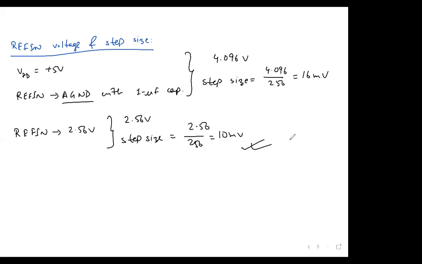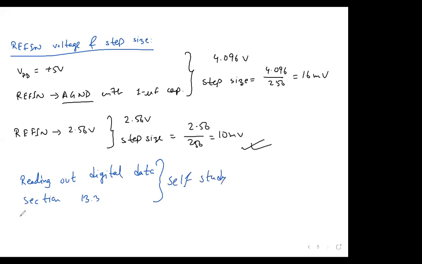All right, so to finish chapter 13, we are almost at the end. There are a few things as usual for your self-study. Reading out digital data, this is related to the last ADC that we discussed. Then section 13.3. This is your self-study. Not big, okay, very small. And you can exclude section 13.2.